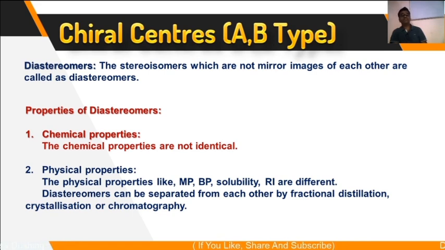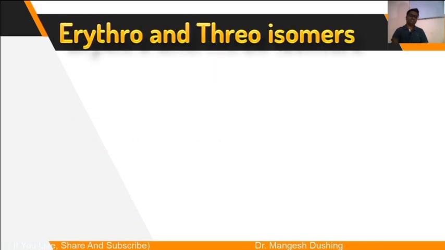So separation of enantiomers is difficult, but separation of diastereomers is quite easy because their physical properties like retention time, Rf values and boiling points are different, so we can easily separate them using physical techniques like fractional distillation, chromatography as well as crystallization.